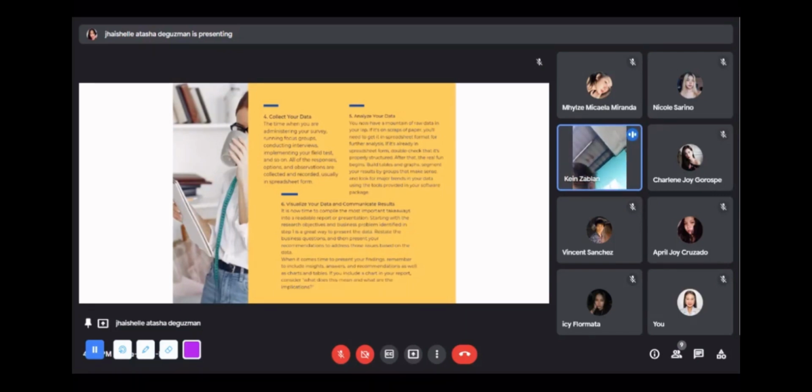Starting with the research objectives and business problem identified in step 1 is a great way to present the data. Restate the business question, then present your recommendation to address those issues based on the data. When it comes time to present your findings, remember to include insights, answers, and recommendations as well as the charts and tables. If you include a chart in your report, consider what this means and what the implications are.